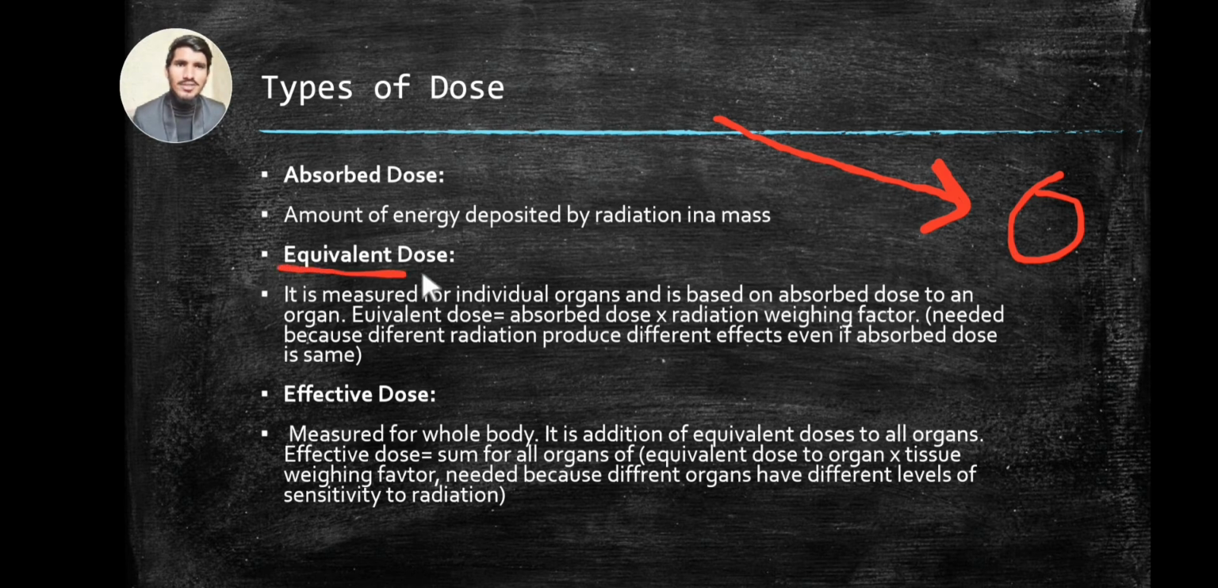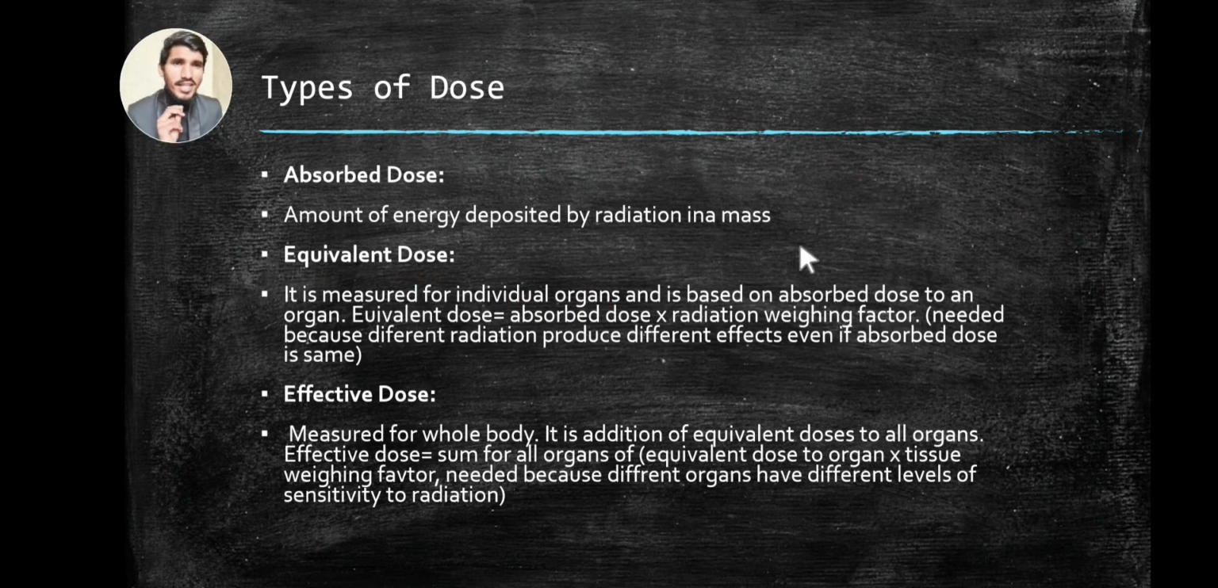Moving on to the equivalent dose. What is equivalent dose? Equivalent dose is measured for individual organs and is based on the absorbed dose to an organ. If I talk about the equivalent dose, then I'll be talking about the amount of radiation that is absorbed by one organ at a time. Equivalent dose is equal to the absorbed dose multiplied by the radiation weighing factor. So equivalent dose is equal to absorbed dose by an organ multiplied by the radiation weighing factor.